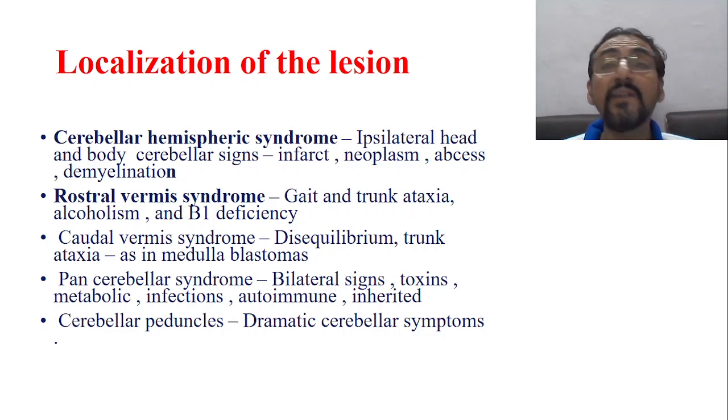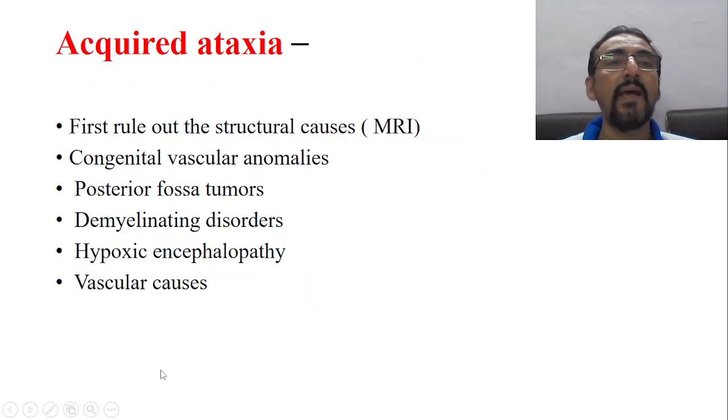Then pancerebellar syndrome, where everything is affected: the vermis, upper, lower and middle portions, and both cerebellar hemispheres. So we have bilateral signs. This is usually caused by toxins, metabolic problems, infections, autoimmune causes, and inherited causes. Cerebellar peduncles are sometimes affected, and in that case, dramatic cerebellar symptoms will be there.